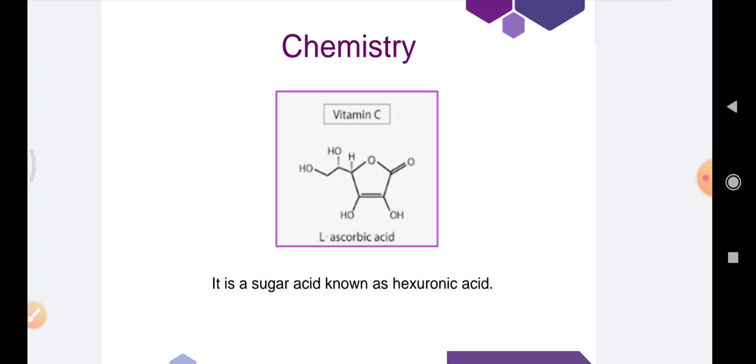The acidic property of the vitamin C is due to the enolic hydroxyl group, and it is easily oxidized by atmospheric oxygen to dehydroascorbic acid. High temperature, light and alkali promotes oxidation of ascorbic acid.